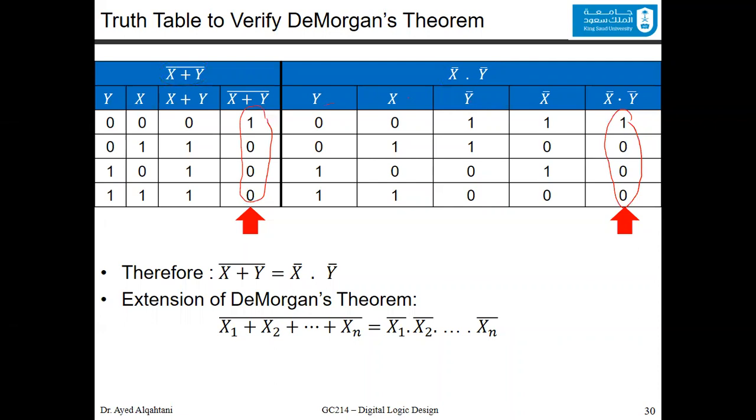There is an extension of the De Morgan theorem. If you have multiple inputs, it's also correct. And you can apply the same rule. Break the line and change the signs everywhere. So all the ORs will be ANDs. All the X's, X1, X2, and up to Xn will be X1 bar, X2 bar, Xn bar, and so on.